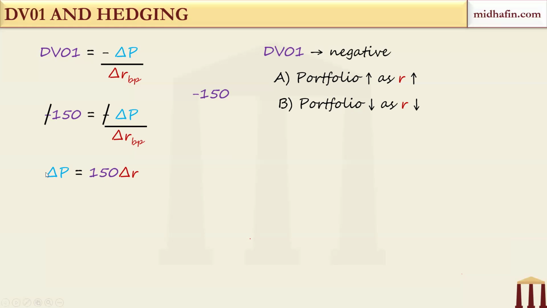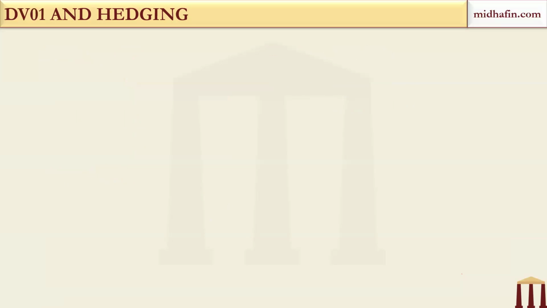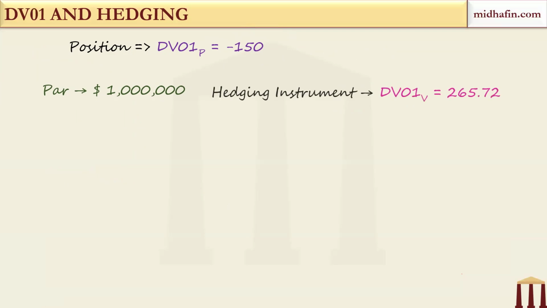The change in the value of the portfolio, delta P, can be given as D times delta R. That is, DV01 times delta R, 150 times delta R. Now let's see an example and understand how hedging is done. I have a position which has a DV01 of minus 150, with a par value of $1 million. This is my existing position. My existing DV01 exposure is minus 150.